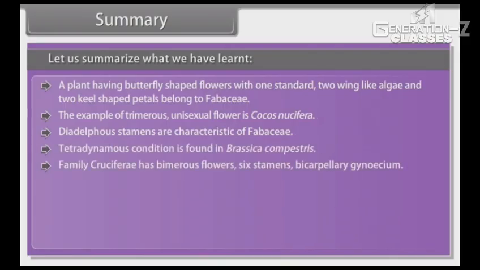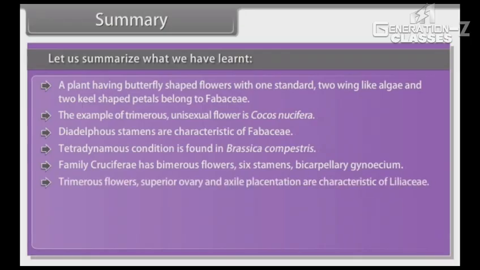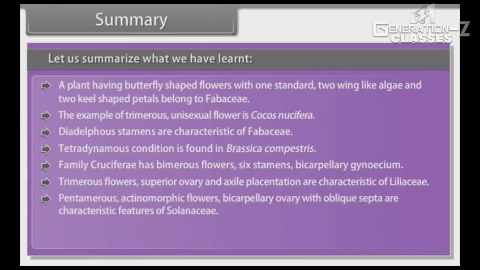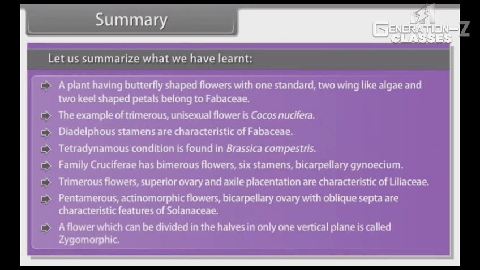Family Cruciferae has bimerous flowers, 6 stamens, bicarpellary gynoecium. Trimerous flowers, superior ovary and axial placentation are characteristic of Liliaceae. Pentamerous, actinomorphic flowers, bicarpellary ovary with oblique septa are characteristic features of Solanaceae. A flower which can be divided into two halves in only one vertical plane is called zygomorphic.